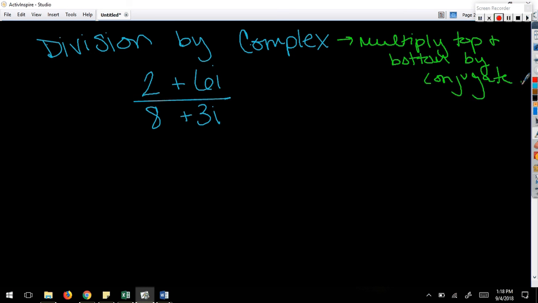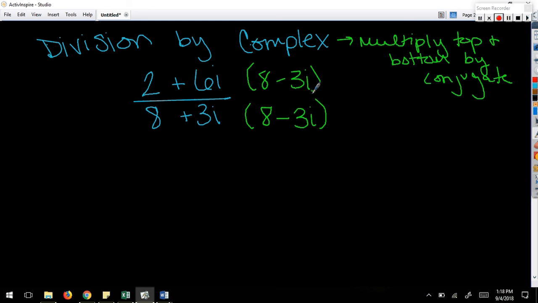So this is going to be a double FOIL problem. See why I said you get plenty of practice with the multiplying when we hit division? 8 minus 3i, top and bottom. Is anybody confused? No? Change the sign in the middle. When you multiply conjugates, the radicals go away.